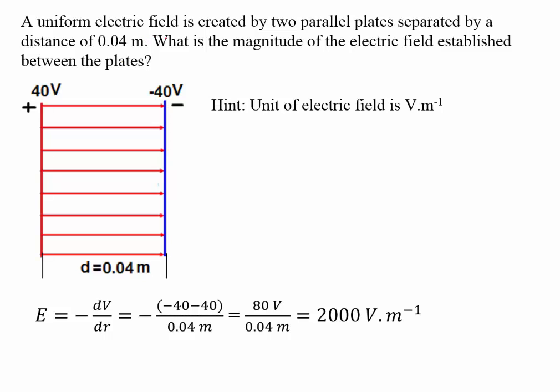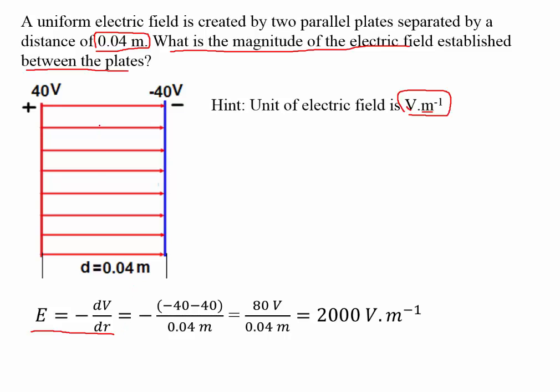Next one. A uniform electric field is created by two parallel plates separated by a distance of 0.04 meter. What is the magnitude of the electric field established between the two plates? Well, look at the unit of the electric field, it is volt per meter. The unit actually helps you to remember the relation between electric field and electric potential. Volt per meter. Electric field is negative dV over dr.